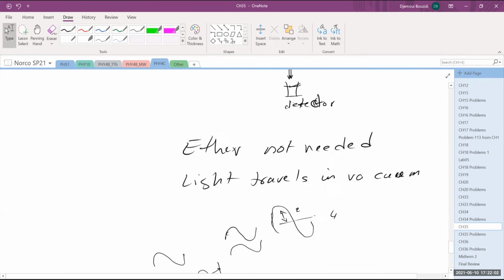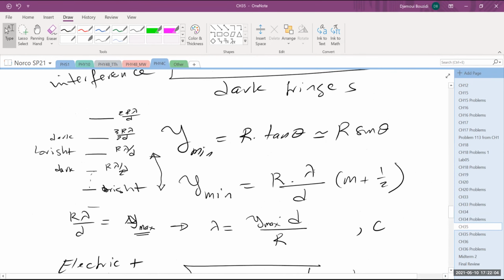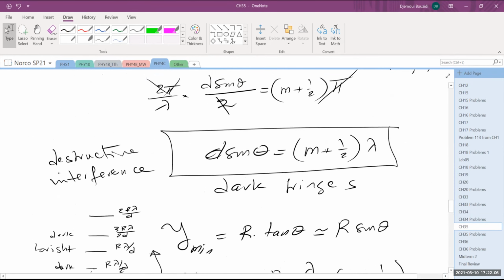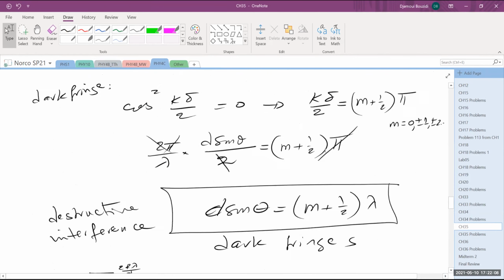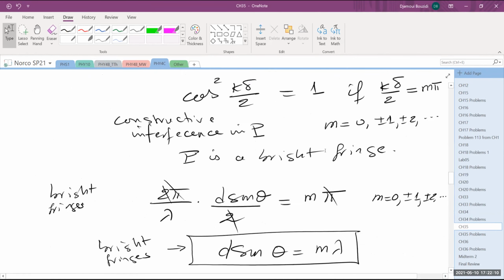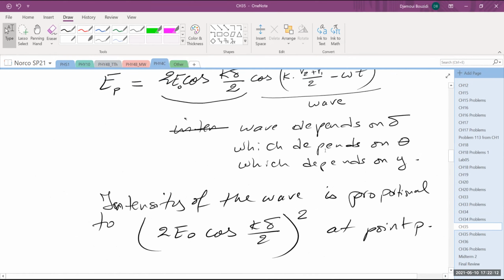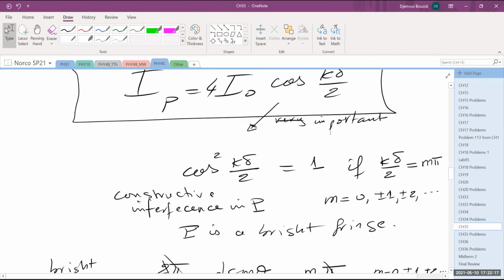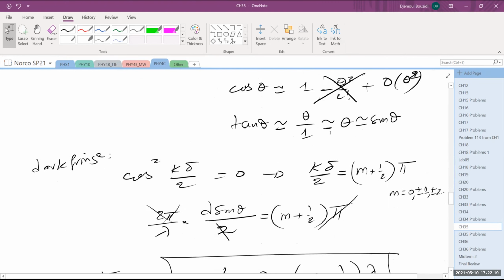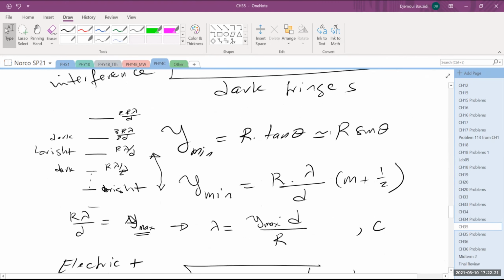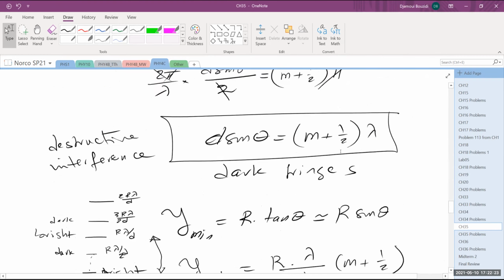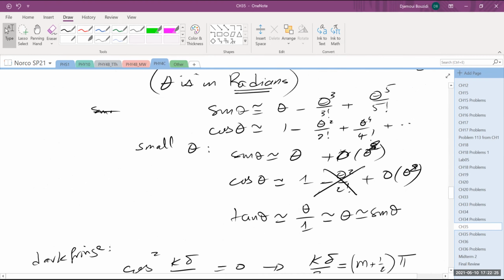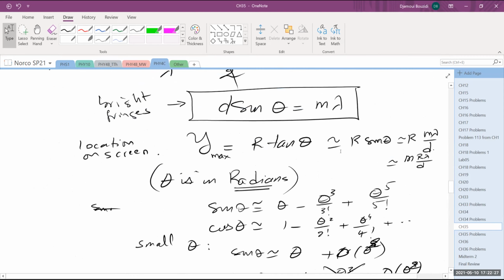In terms of problems, again, the focus is going to be on three equations really. This one is one of them, actually four equations, I should say: the dark fringes and the bright fringes, and also the expression for the intensity. That is very important. And the fourth equation is that of the position of the wave, the position with respect to the center, which is given by this relationship.